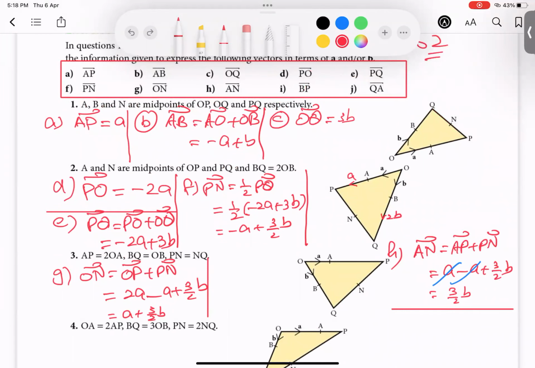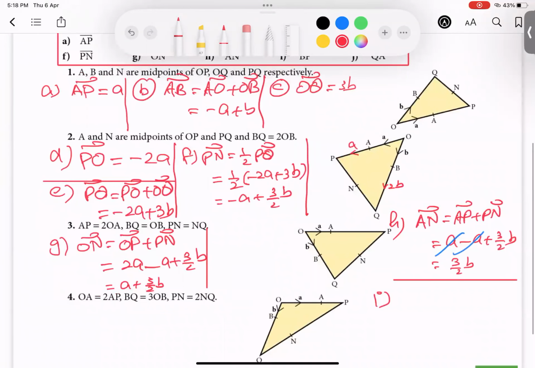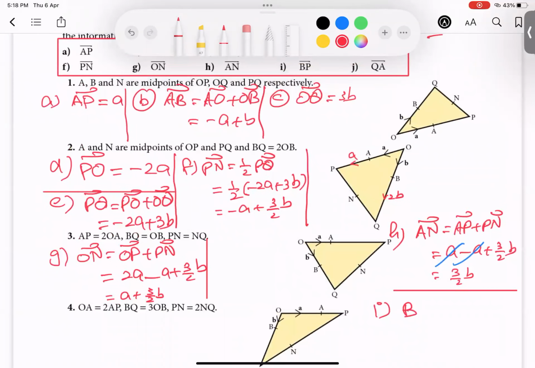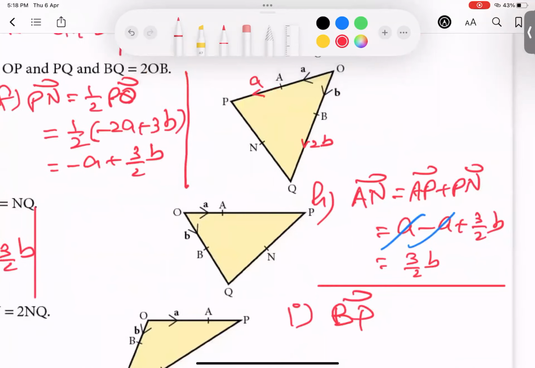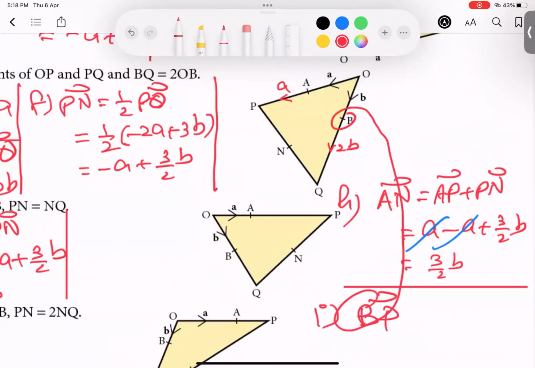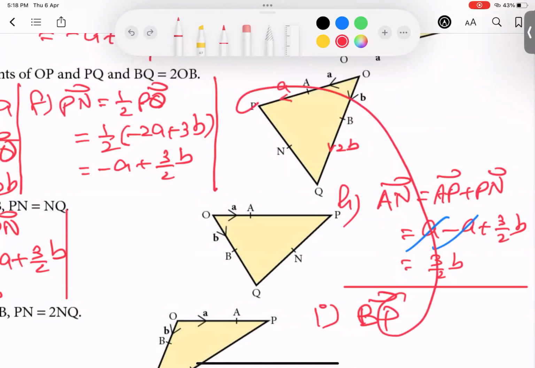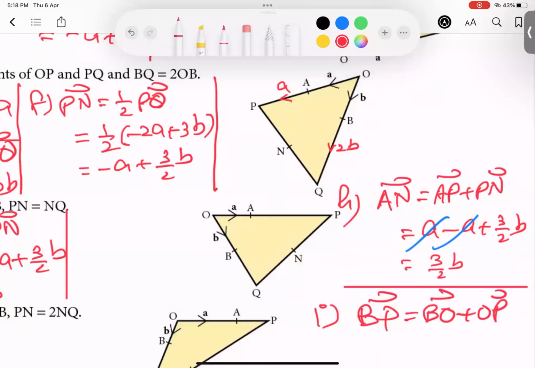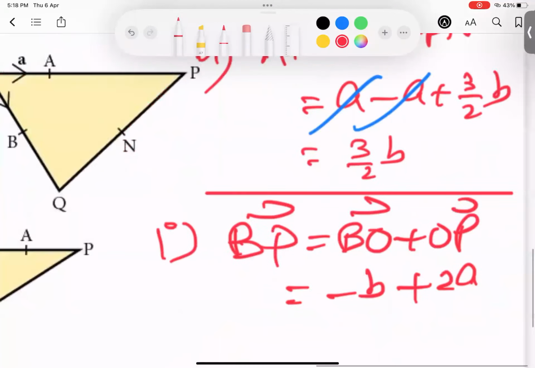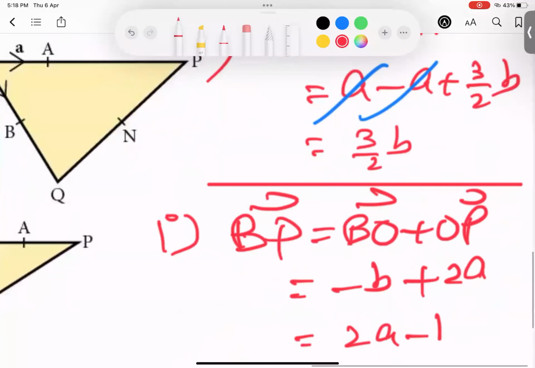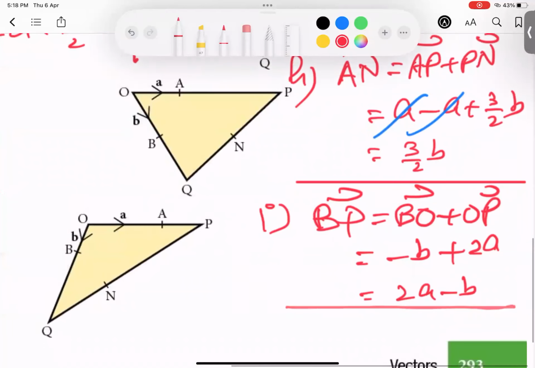How to find I part? I'm doing it below. I part is BP. So BP, starting from B. Where is B? B is here. P is here. The best path is B to O, O to P. B to O is going backwards, so negative B. I believe you understand. And O to P is simply 2A. You leave it in order, 2A minus B. So I believe this part is also clear.